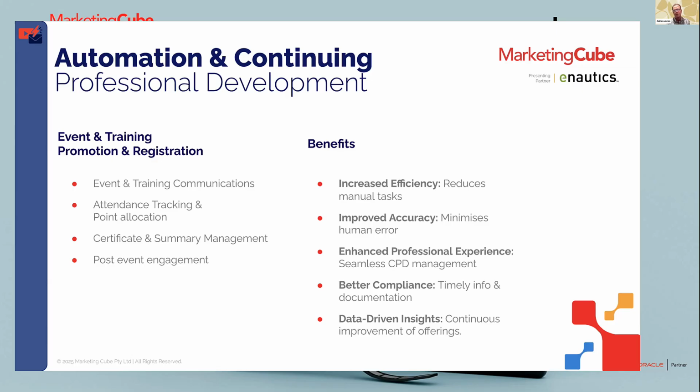So obviously in the event and training space, just the promotion and registration of events, we can do a lot in the automation space with that. But we can also start to look at attendance tracking and then point allocation. We can look at things like certificates and issuing those and providing summaries so that people can see the kind of points that they've earned during a course of time. And then the post-event engagement. So similarly to what we're looking at with onboarding, we can take this information and just be smarter about the kinds of communications that we're sending out.